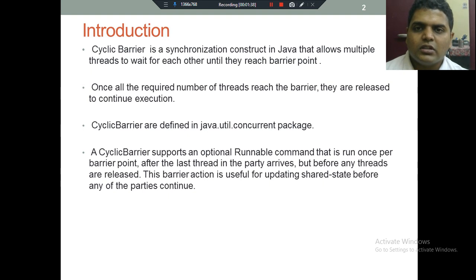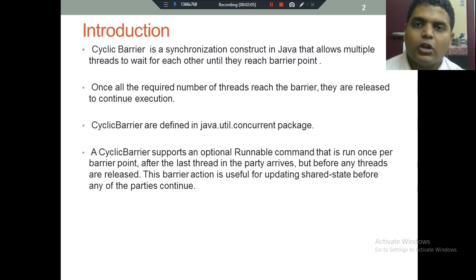Once all the required number of threads reach the barrier point, they are released to continue execution. Cyclic barrier is from the well-known java.util.concurrent package, which is majorly used for concurrency operations.